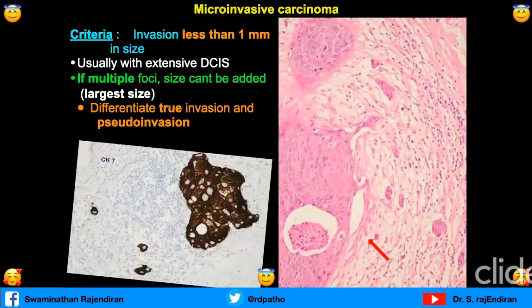So we are done with the DCIS, mucinous lesions, ADH or DEH. Now we are going to carcinoma. And microinvasive carcinoma, invasion less than 1 millimeter. Okay, so these are invasion less than 1 millimeter. That's the differential criteria you have to use, less than 1 millimeter.